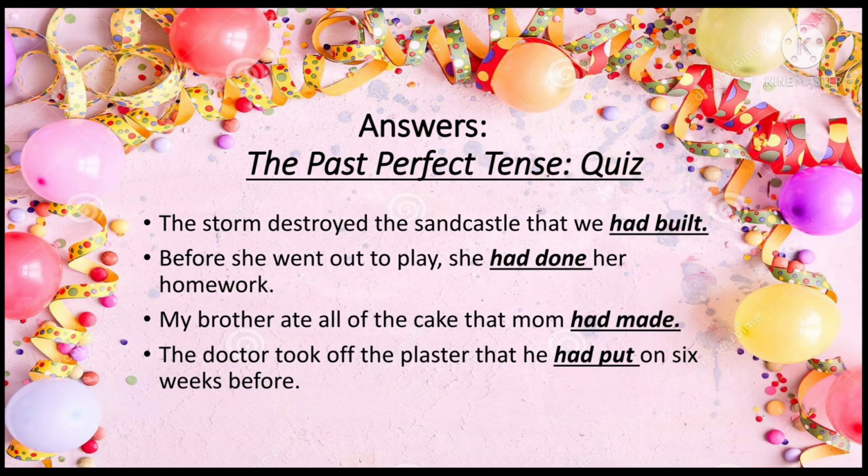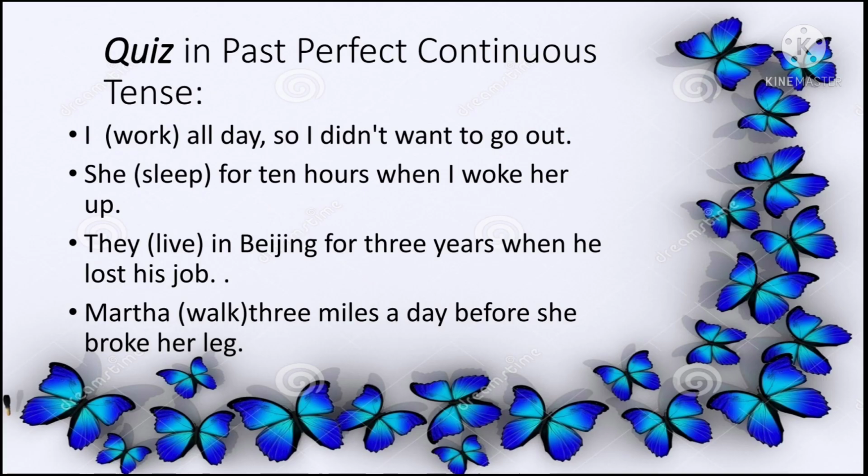And your answer should be, the storm destroyed the sand castle that we had built. Before she went out to play, she had done her homework. My brother ate all of the cake that mom had made. The doctor took off the plaster that we had put on 6 weeks before. Pause and check your answers before we go to the last quiz for the past perfect continuous tense.